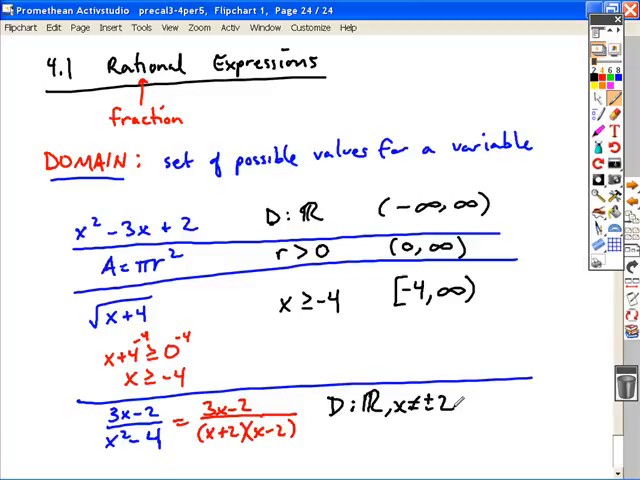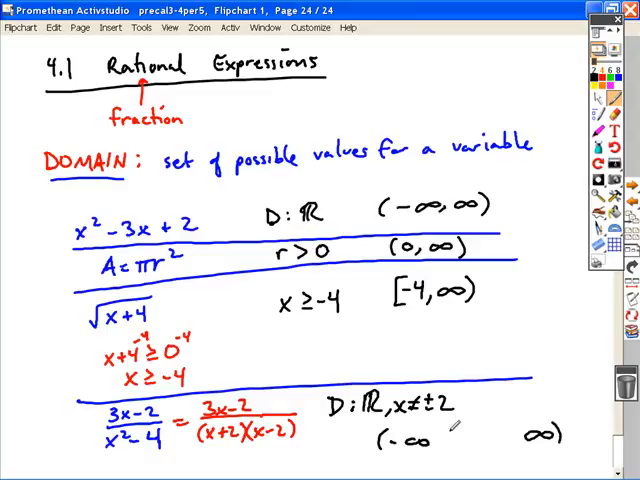Okay, so it's easier to express this as a restriction rather than the set. All of these up here were expressed as sets. Here we're expressing them as everything with the exception of whatever the restricted values are. We can still express this using interval notation. It's a bit more complex. We want all the values from negative infinity to infinity, except for 2 and negative 2.